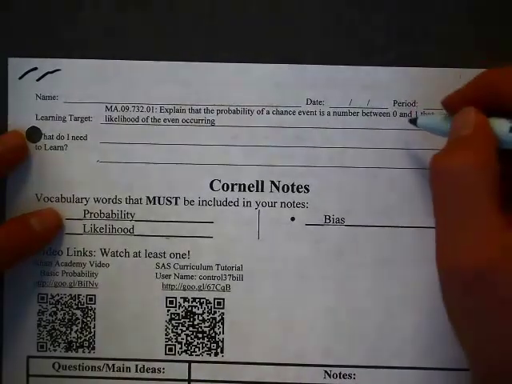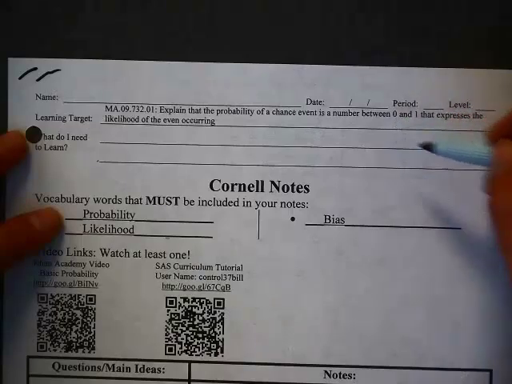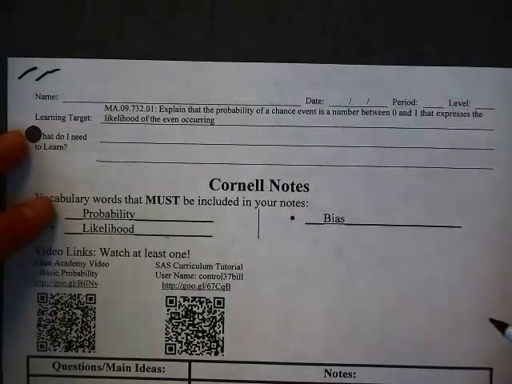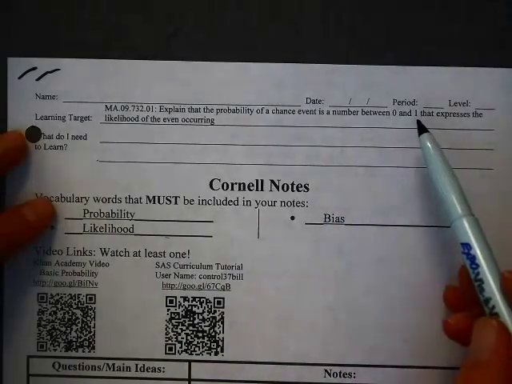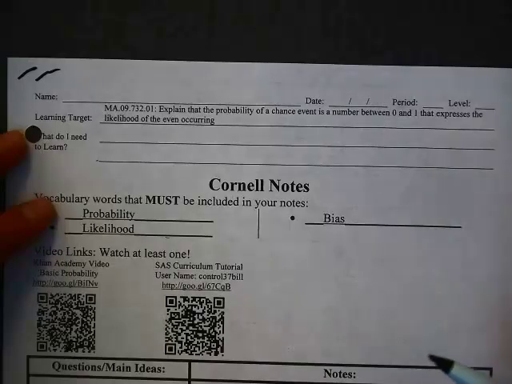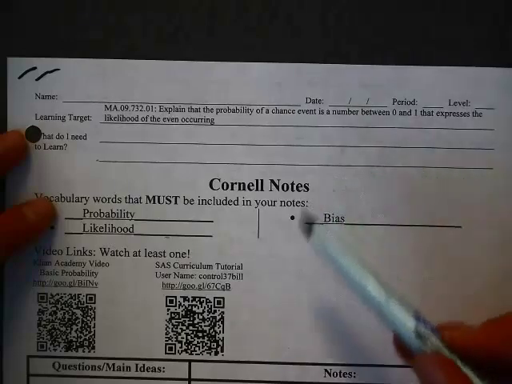What does that mean? So if I say something has a 0 probability, what does that exactly mean? And that we're going to learn in this topic. And what does it mean if I say the probability of something happening is 1? Is that 1% or is that 100%? So we will figure that out in just a second.